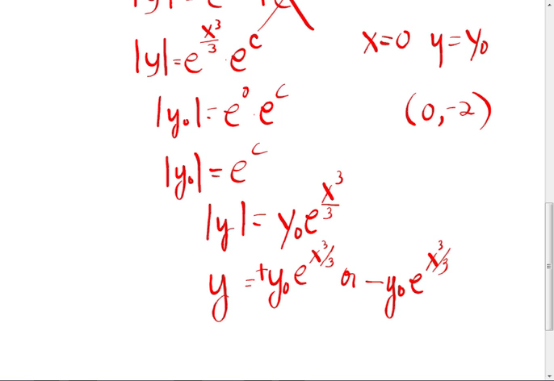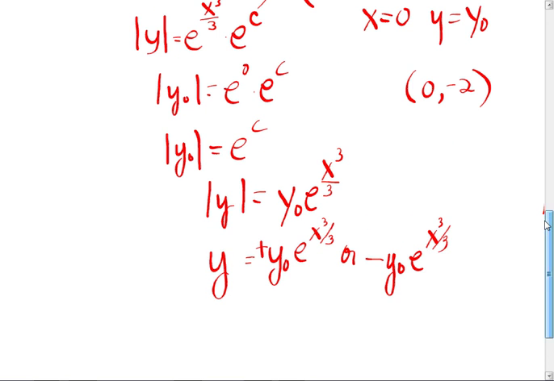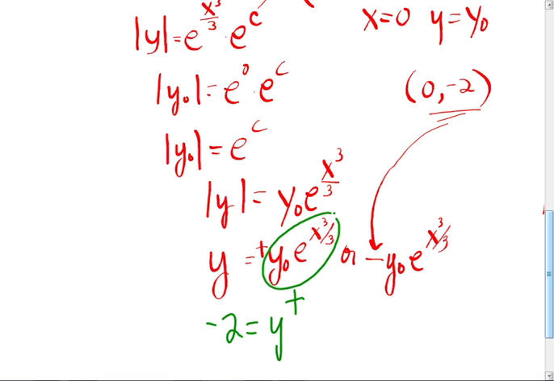Okay? Wait, which one was that, Ben? If this had been the initial condition, 0, negative 2, wouldn't it be the positive? Then it would be the negative. No, because this piece right here is always positive. So if I'm going to substitute in 0, negative 2 has to equal y0 e to the 0. So y0 has to be negative 2. The initial conditions determine if it's plus or minus.